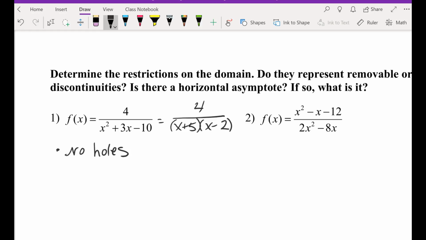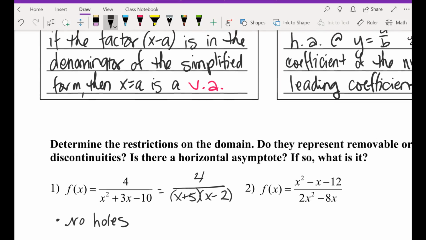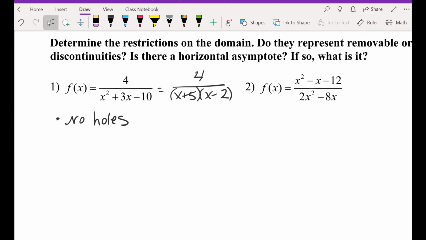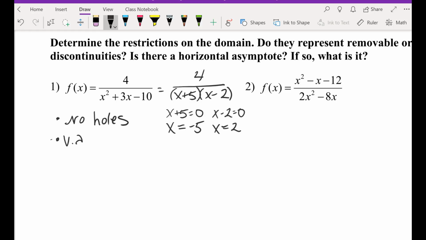The vertical asymptotes come from the denominator. If you don't remember that, go back and look. The denominator, yes? So I'm going to have to set my denominator equal to 0, so x plus 5 equal to 0 and x minus 2. This is what we did on the simplifying notes when we were finding the restrictions. We did that before canceling. So x is going to be negative 5 and x is going to be 2. So we have two vertical asymptotes. We're going to say VA at x equals negative 5 and x equals 2.